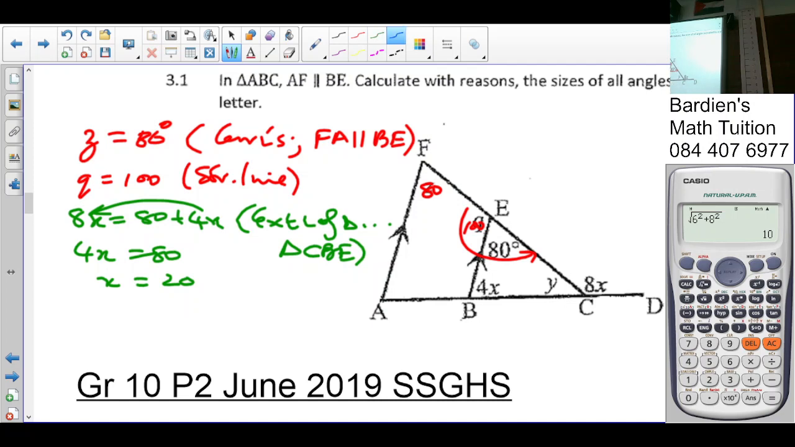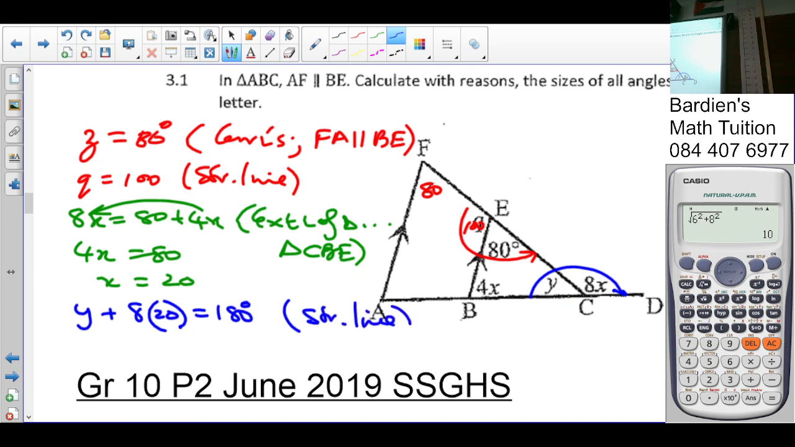Now what? We can calculate y. We know that y plus 8x, so 8 times 20, is equal to 180. Why? Straight line. So y is equal to 180 minus 160, which is 40 degrees. Is that correct? Right.